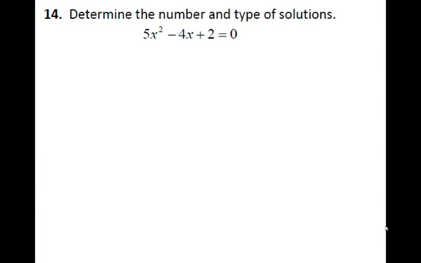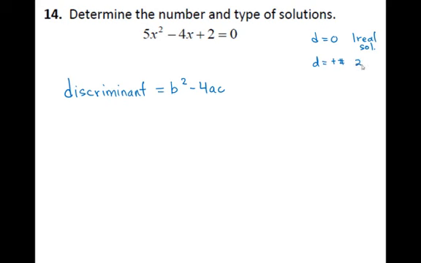Number 14, determine the number and type of solutions for this quadratic. So, if we only need to determine how many solutions there are and whether they're real or imaginary, I don't actually have to find the solutions. And in that case then, I can use a discriminant. The discriminant will tell me how many and what type of solutions there are. So remember, if the discriminant equals 0, then there's only going to be one real solution. If the discriminant is a positive number, then there's going to be two real solutions. And if the discriminant is a negative number, there's going to be two imaginary solutions. Those are my three options.